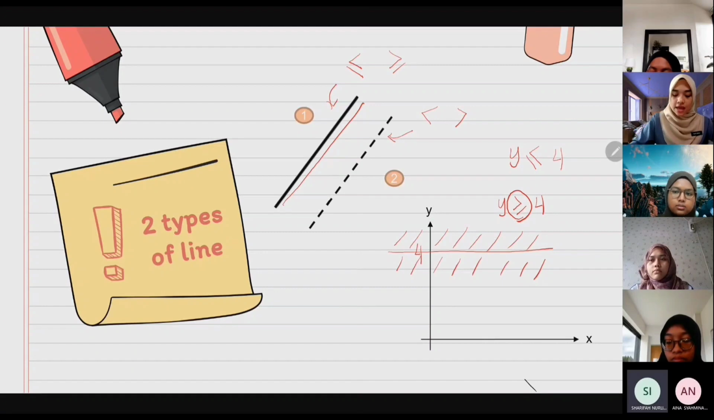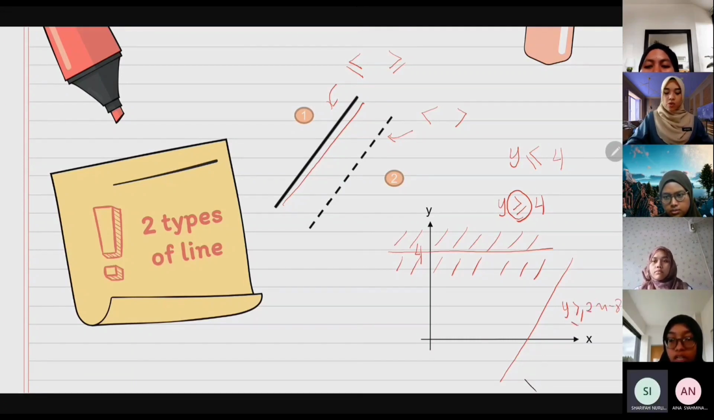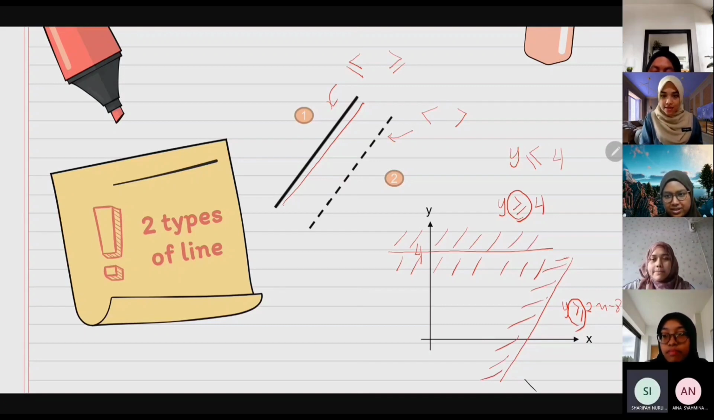Okay, you understand? And also, if you have this straight line with the equation y is greater than or equal to 2x minus 8, this is the symbol of greater than or equal. So this is a solid line, and you need to shade the region above the line and on the line. All right. You okay with that? Yes. All right.